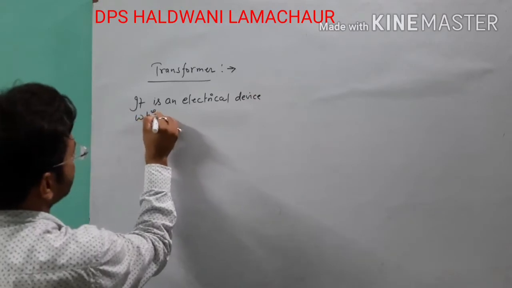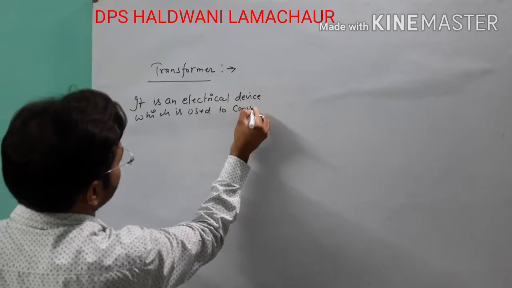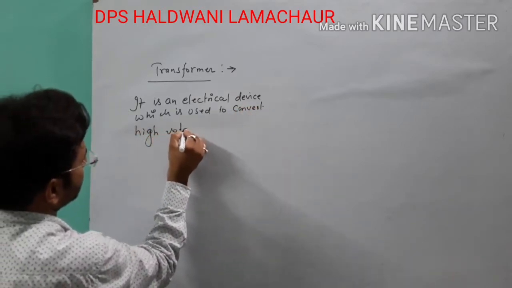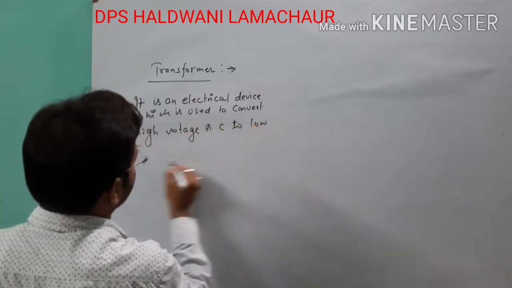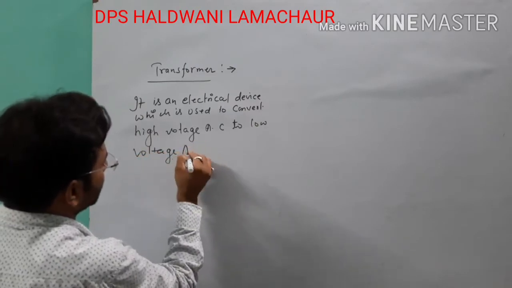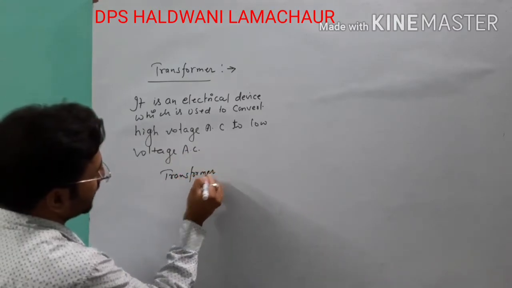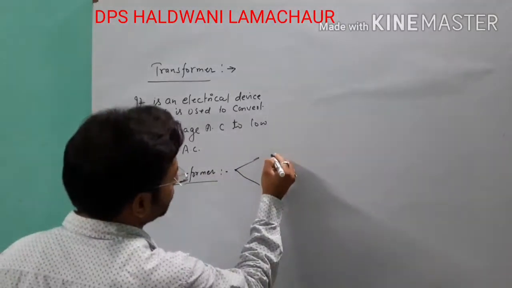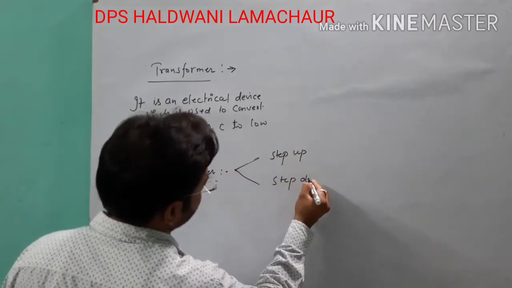which is used to convert high voltage alternating current to low voltage alternating current. Transformer, what is this and where have we seen the transformer? As I told you earlier, it is of two types, step up and step down.